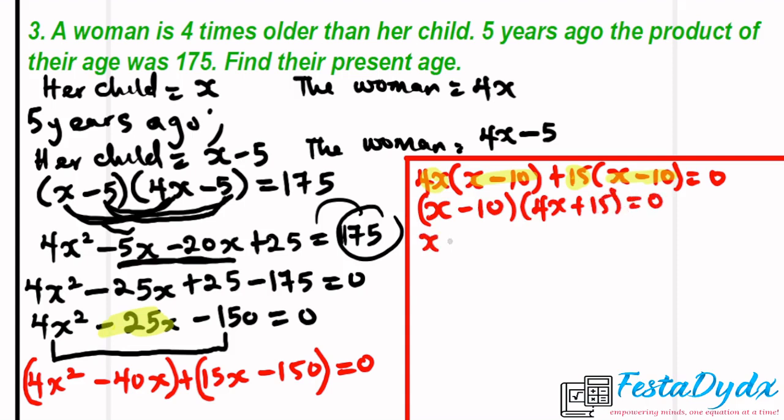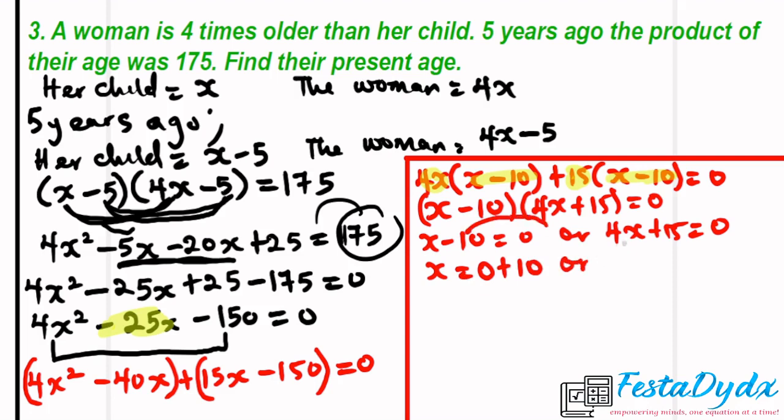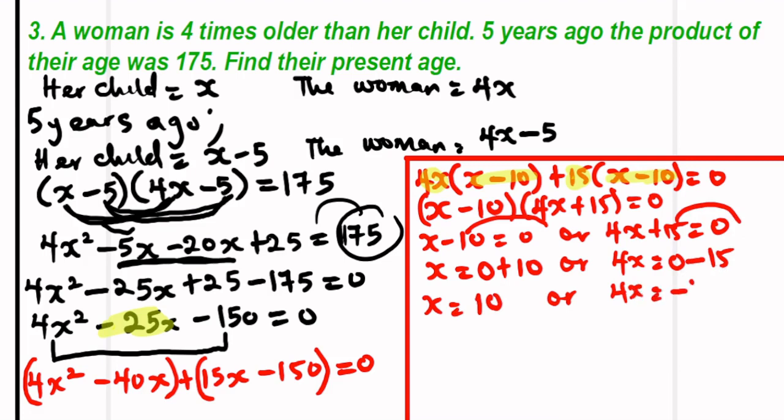So I'm going to split this. x minus 10 is equal to 0, or 4x plus 15 is equal to 0. So x is equal to 0 plus 10, that is when minus 10 crosses the equation sign. Or here I'm going to have 4x equal to 0 minus 15, when plus 15 crosses the equation sign. So our x is equal to 0 plus 10, which gives us 10. Or 4x equal to 0 minus 15, which is minus 15.